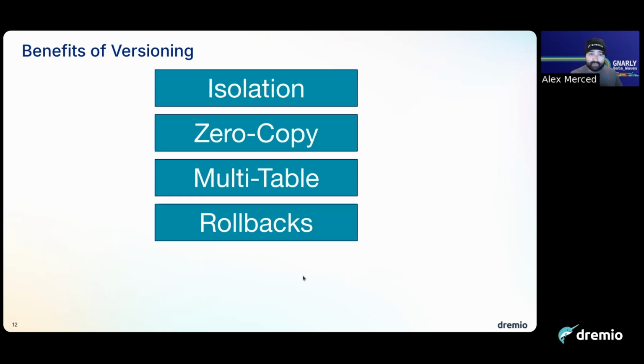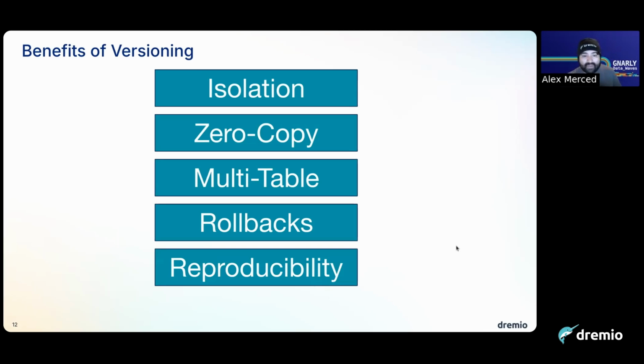Rollbacks. Because of Iceberg's time travel, I could roll back a table to a historical point if I make a mistake. But what if you have hundreds of tables? Rolling back hundreds of tables one by one can be a little tedious. With Nessie and with catalog versioning, I can roll back multiple tables. I can just say, hey, let's go back to the last point that I know the catalog was in good shape, and then I can rerun all those jobs.